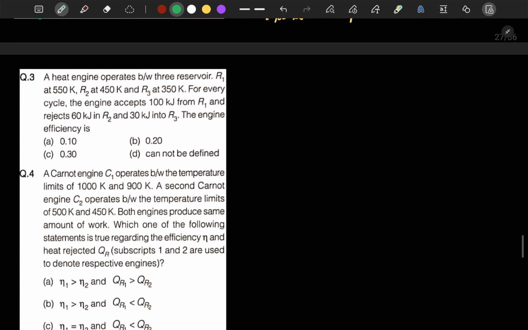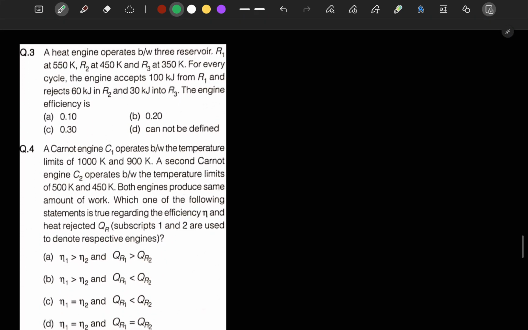Next we will be moving to our question number 3. It is given that a heat engine operates between three reservoirs, R1, R2, R3. For every cycle the engine accepts 10 kilojoule from R1 and rejects 60 kilojoule to R2 and 30 kilojoule to R3. Let me draw the figure first. So let's say that this is our engine. Now it is in interaction with three reservoirs. Let's say this is reservoir A.